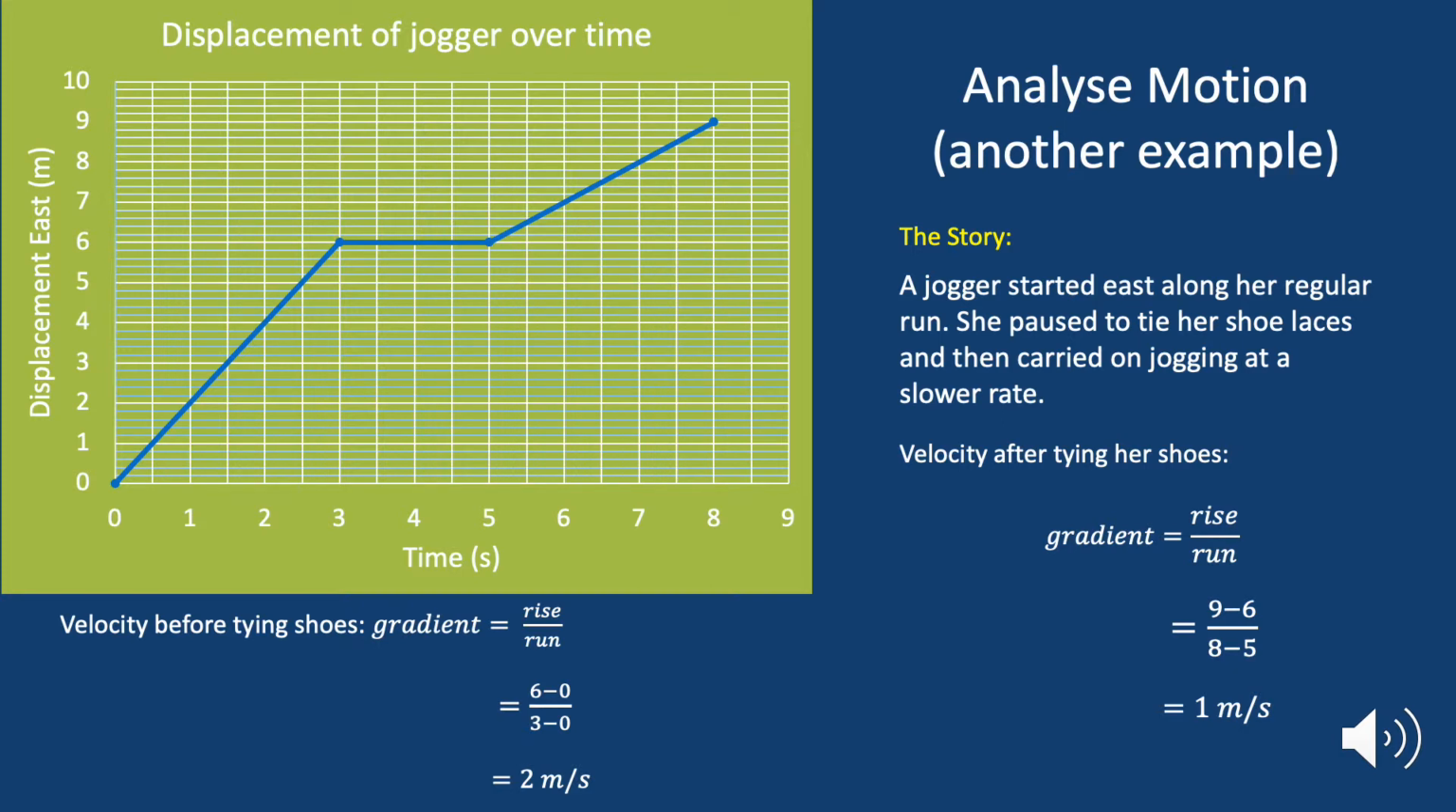She tied her shoes between 3 and 5 seconds, which is a very, very quick tie of the shoe. She might have Velcro. We notice that the velocity before tying her shoes on the graph seems quite steep when compared to the velocity after tying the shoes.